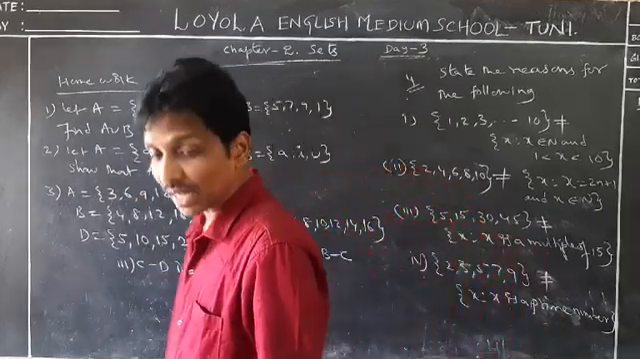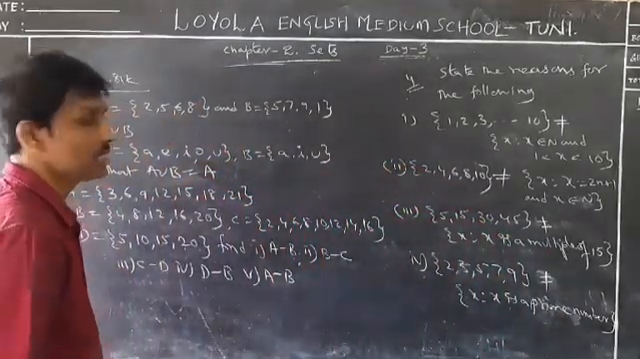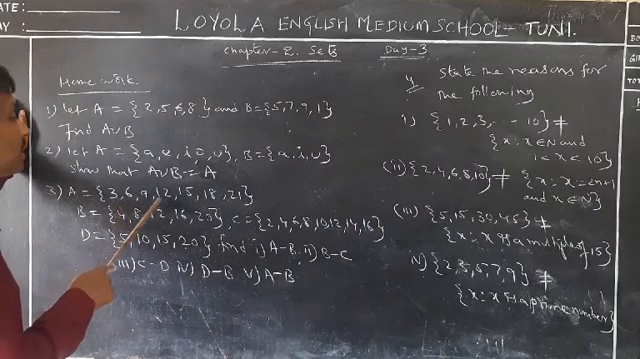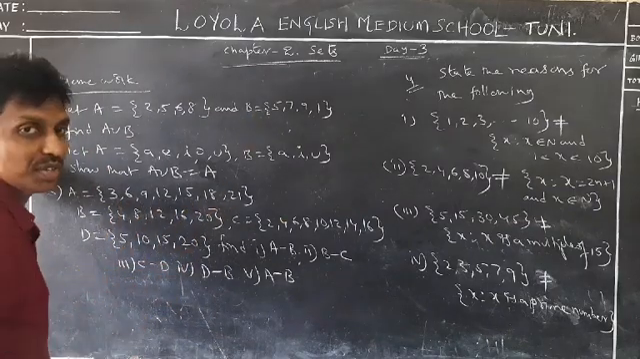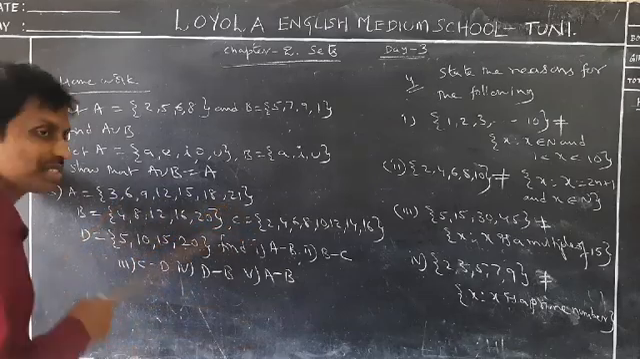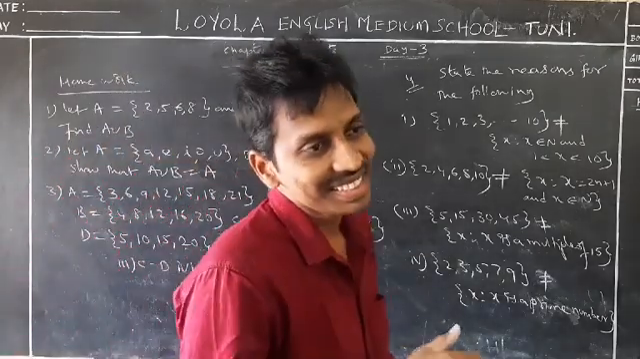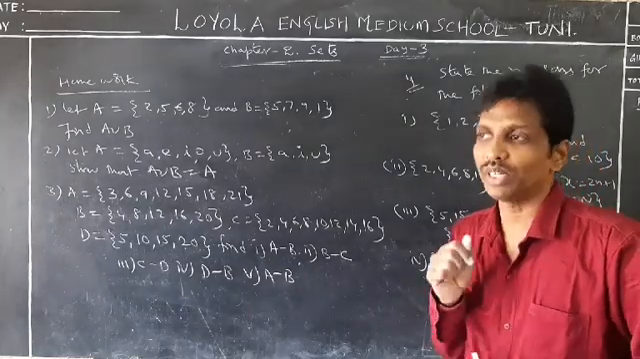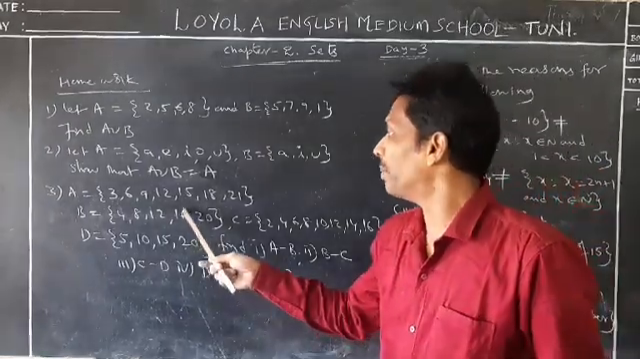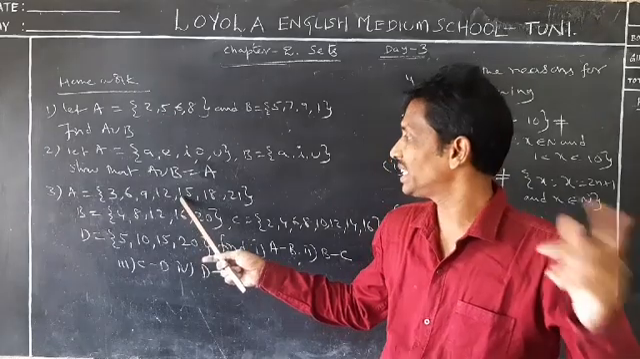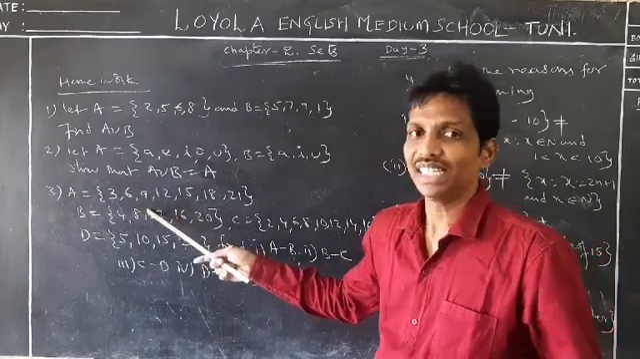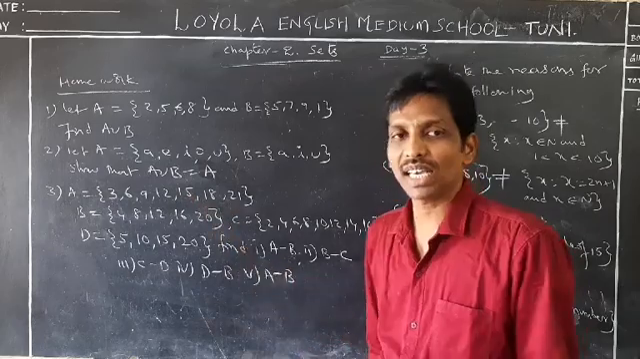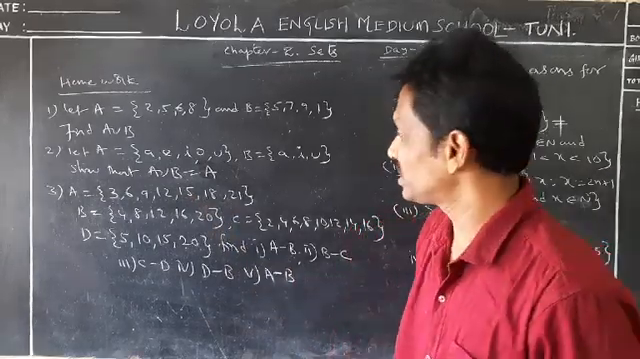Here 4 sets are given. What are the 4 sets? Once read. A is equal to the set of 3, 6, 9, 12, 15, 18, 21. What did you understand here? These are nothing but the multiples of 3. 3 1s are 3, 3 2s are 6, 3 3s are 9, 3 4s are 12, 3 5s are 15, 3 6s are 18, 3 7s are 21. These are the multiples of 3 given.